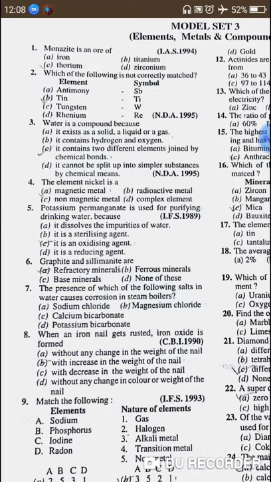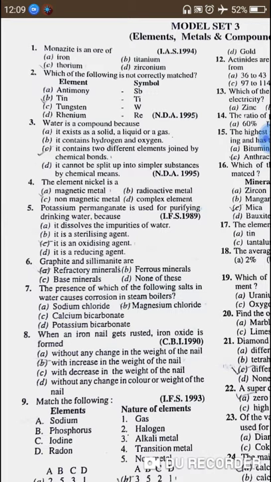Next come towards another question. Potassium permanganate is used for purifying drinking water because it is an oxidizing agent. So potassium permanganate, which is used for purifying drinking water, is an oxidizing agent. Next come towards the next question. Graphite and sillimanite are refractory minerals. So graphite and sillimanite are refractory minerals.